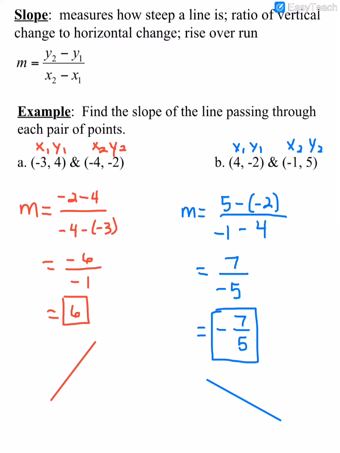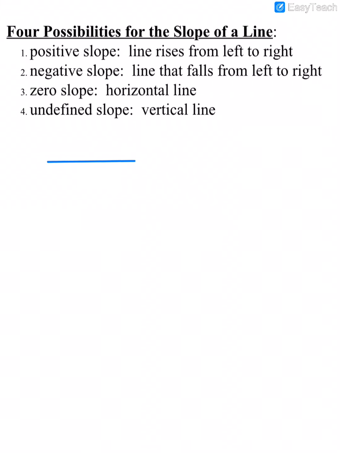And then if we had a slope that was 0, then it would be a horizontal line. And if we had a slope that was undefined, meaning we have a 0 on the bottom of our slope, like 5 over 0 or 2 over 0, then it would be a vertical line.